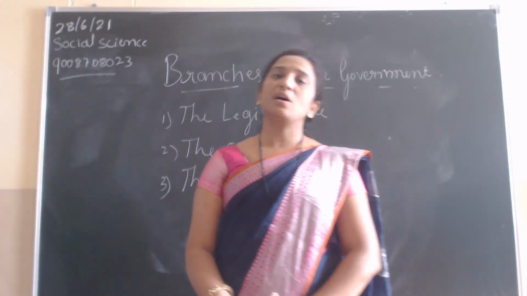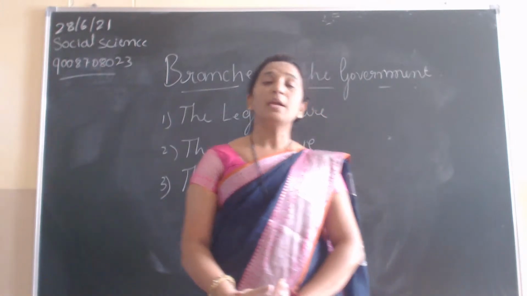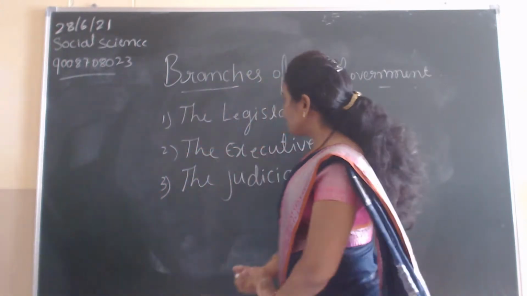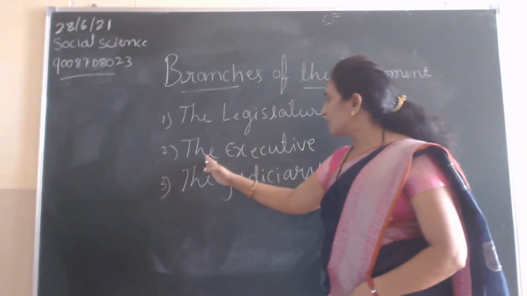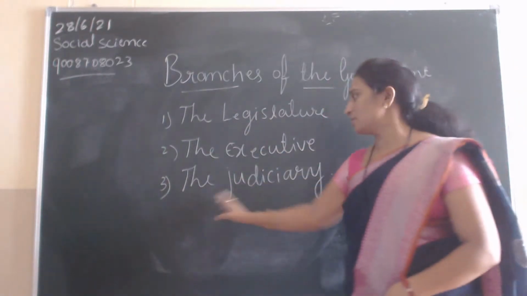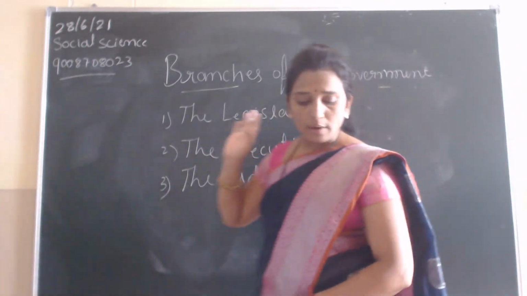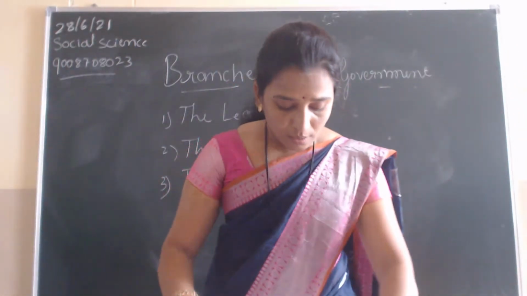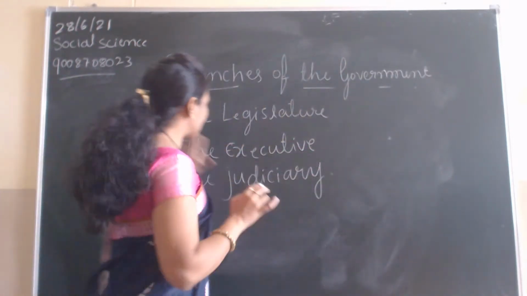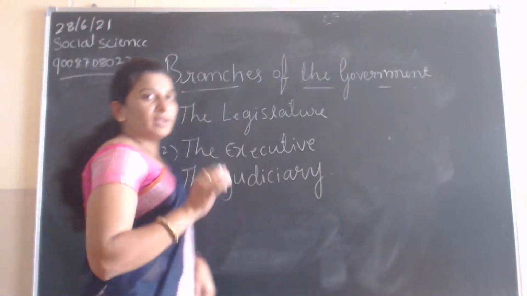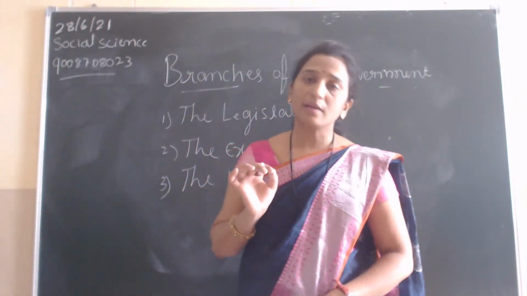How many branches are there in the government? What particular work is assigned to each branch? Among these, one is the legislative, the executive, and the judiciary. These are the three branches of our government. Each branch is independent. They are not dependent on each other.